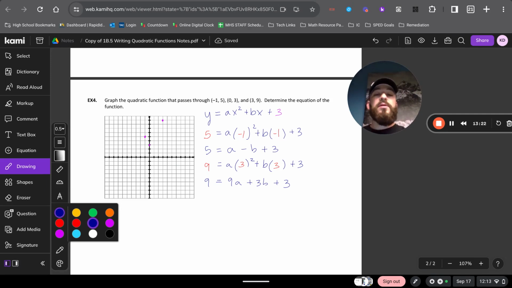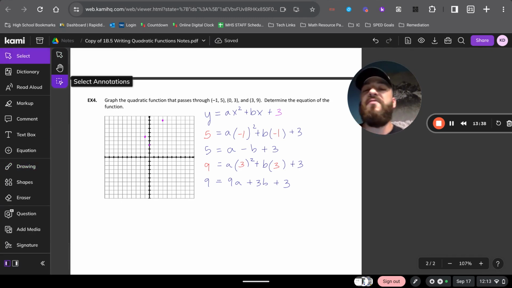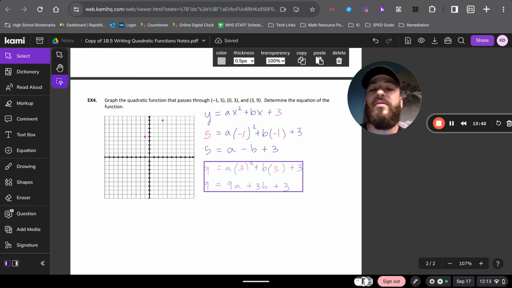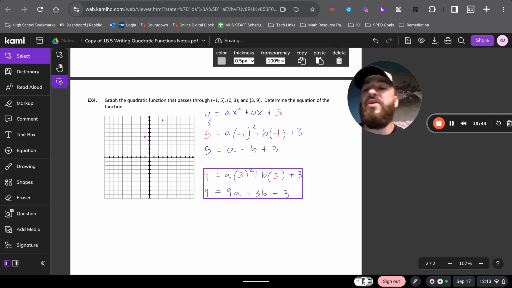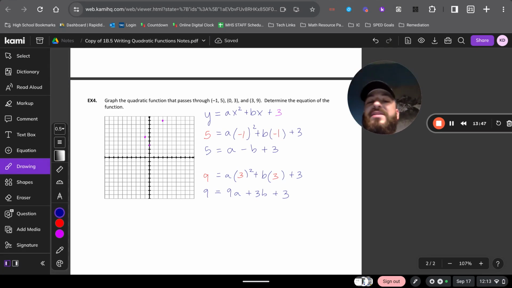So I have 5 equals a minus b plus 3, and I have 9 equals 9a plus 3b plus 3. Okay, so you might be thinking, I don't really know what we achieved here, don't really know what we figured out. What we did figure out is we now have 2 separate equations, each with 2 sets of unknowns. And we can actually simplify these a little bit more by combining those like terms.